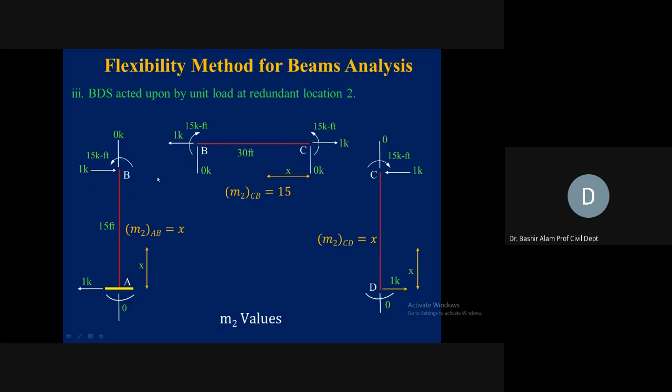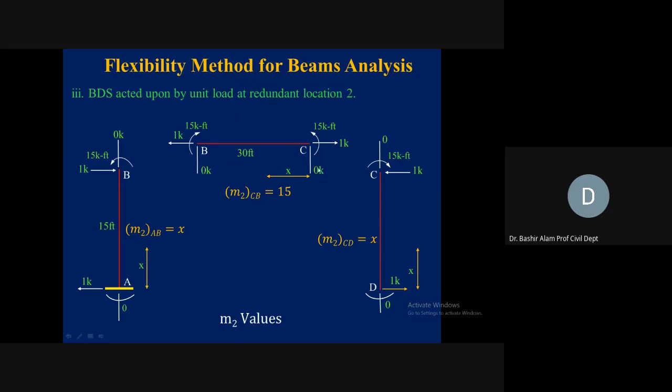Now joint B should be in equilibrium. 0 kip, so 0 kip, 1 kip rightward, 1 kip leftward, and 15 kip-feet counterclockwise, 15 kip-feet in the clockwise direction. Joint B is in equilibrium. Look, if we start from A and go towards B and from B to C, we are verifying those values which we found when we moved from D to C and so on. Joint B values we found. Now let's analyze this BC member.